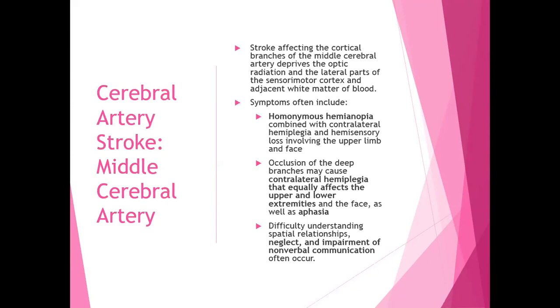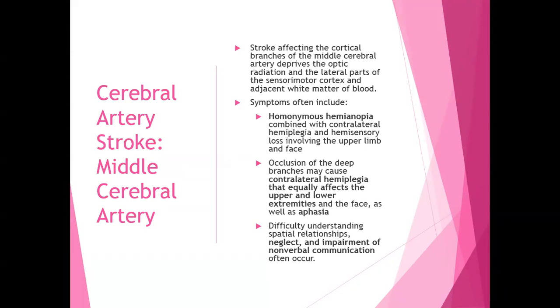Depending on which branch is affected, you could get contralateral hemiplegia that affects the upper and lower extremities and the face, as well as aphasia. And we'll talk about the different types of aphasia in an upcoming chapter. But if you have a left middle cerebral artery stroke, that's going to likely cause aphasia. Difficulty understanding spatial relationships, neglect, and impairment of nonverbal communication occur when you have a right middle cerebral artery stroke. So we'll talk more specifically about that as well.